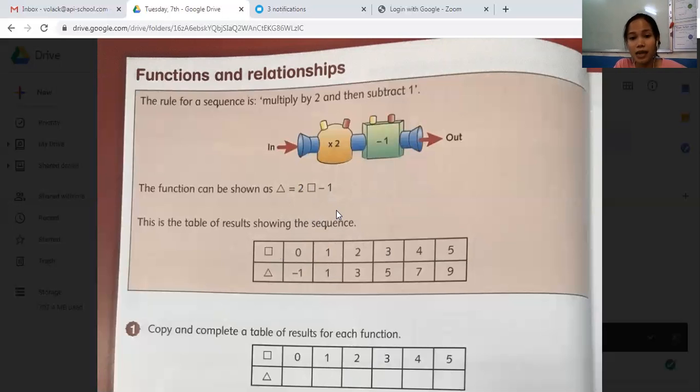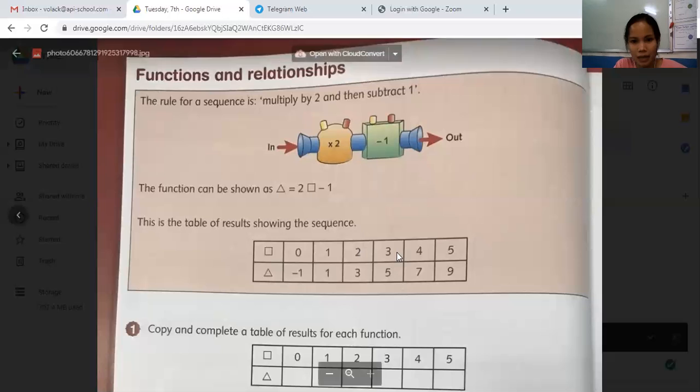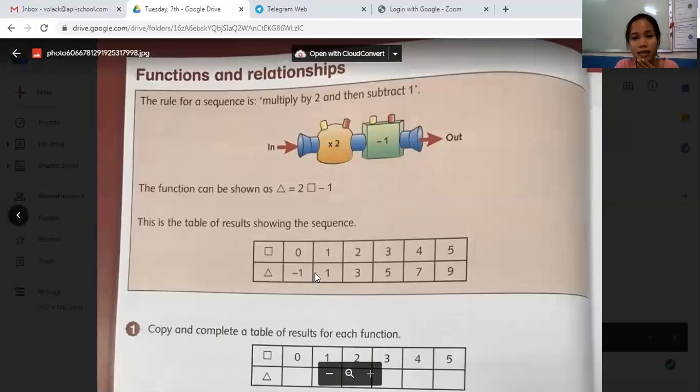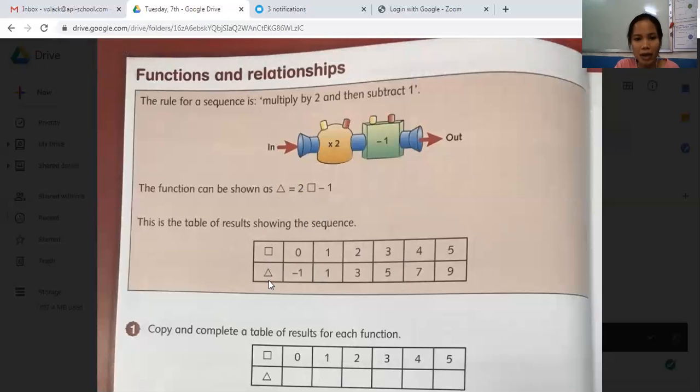I want to check, to make sure I'm correct. I replace with 2 here, 2 times 2 is 4, 4 minus 1 is 3. I replace with 3 here, 3 times 2 is 6, minus 1 is 5. So the rule is correct, and this is how it works. It's the same as last lesson, but before you saw A and B, and now they just put it in shapes like rectangle, triangle and square.